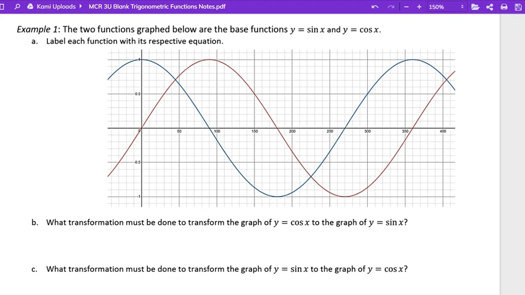Two functions are graphed below. These are the base functions, or the parent functions, of y equals sine x and y equals cos x. So first of all, let's label them. Okay, so you know them now. Which one is which? Think about it. Look back in your notes if you need to.